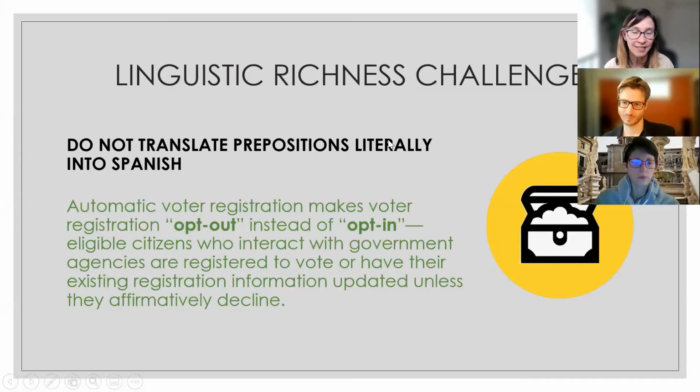So, linguistic richness challenge. And this is also, I'm going to leave you with this. It's an extreme example of using prepositions here, but it says: automatic voter registration makes voter registration opt out instead of opt in. Eligible citizens who interact with government agencies are registered to vote or have their existing registration information updated unless they affirmatively decline. So in this case, we definitely cannot use something like "optar fuera" or "optar dentro." So we really have to use our flexibility here to change this and not translate a preposition for a preposition.